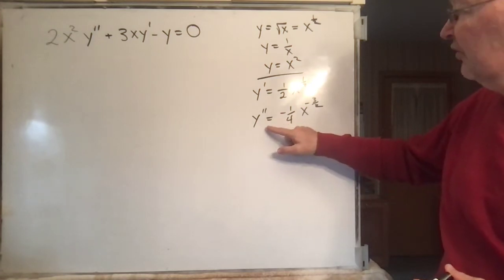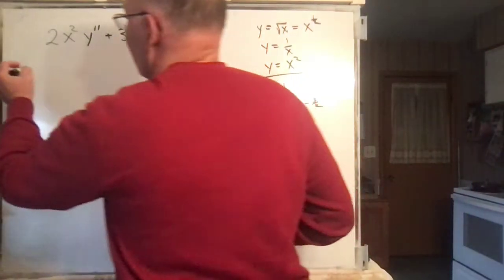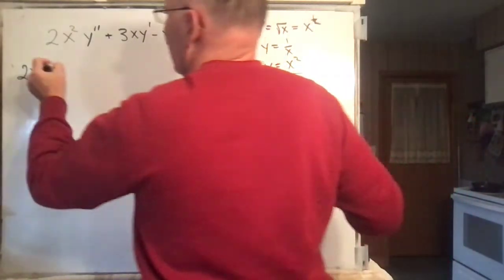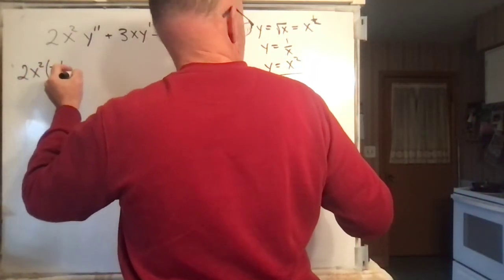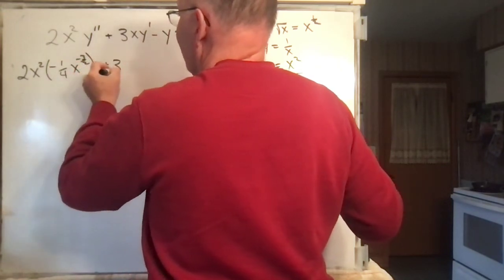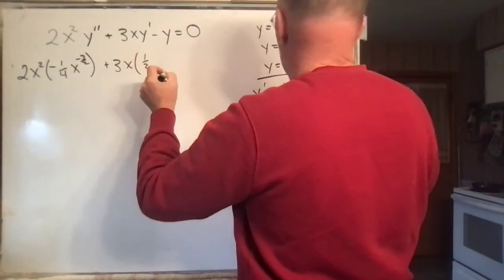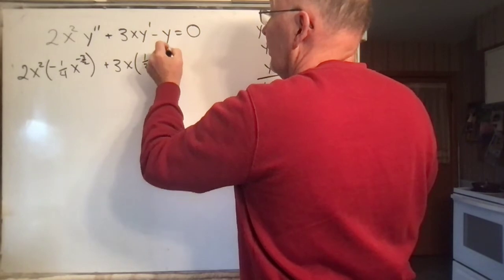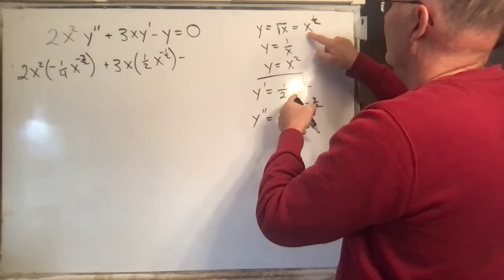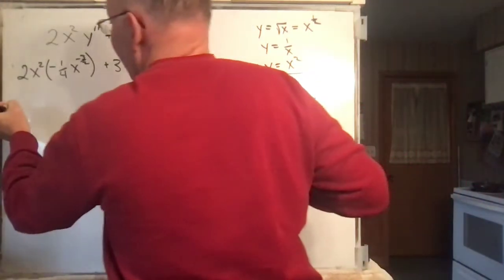So anyway, let's go ahead and check it out. So what does it say? It says you take the second derivative and you multiply it by 2x squared. So let's give it a try. So 2x squared times the second derivative, which is negative 1/4 x to the negative 3/2, plus 3x times the first derivative, which is going to be 1/2 x to the negative 1/2 power, minus y, and y is just x to the 1/2 power. Question is, does that equal 0 or not?